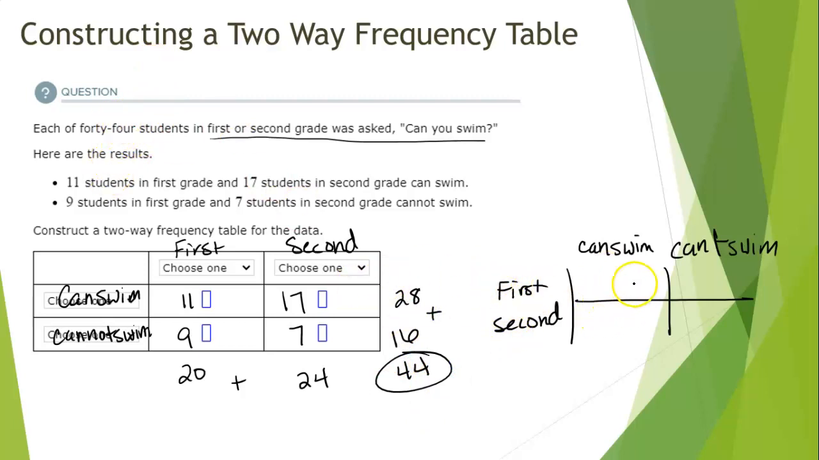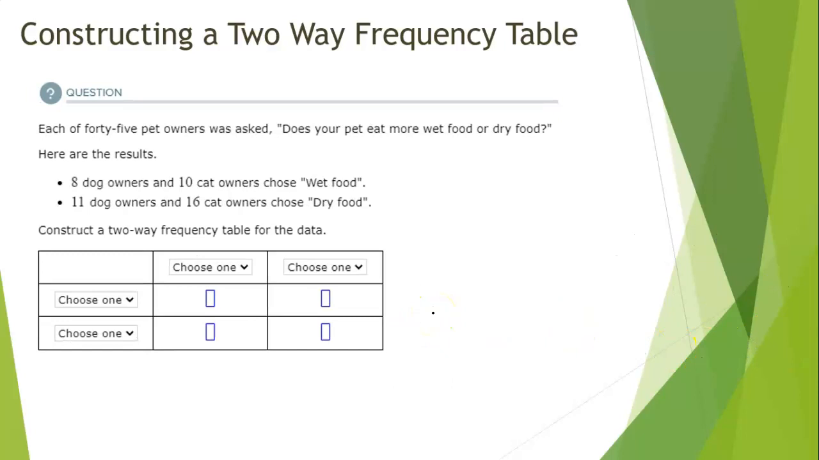If you did it the other way, then you'll have to think a little bit differently about it. There are 11 students in the first grade and 17 students in the second grade that can swim. There are 9 students in the first grade and 7 students in the second grade that cannot swim. And then your totals would have just switched sides. So it would have looked like that, but guess what? The overall total still stays the same. You pause the video and try this one on your own.